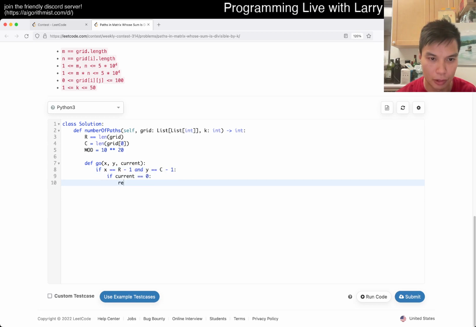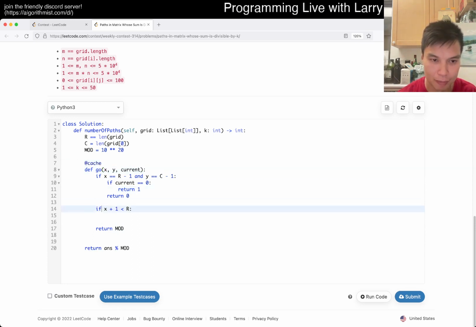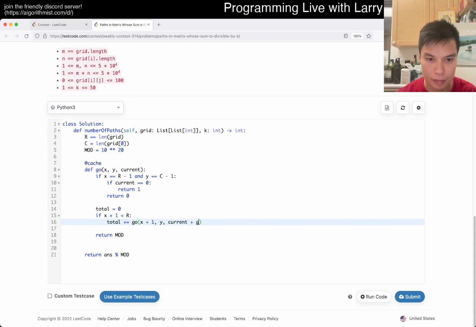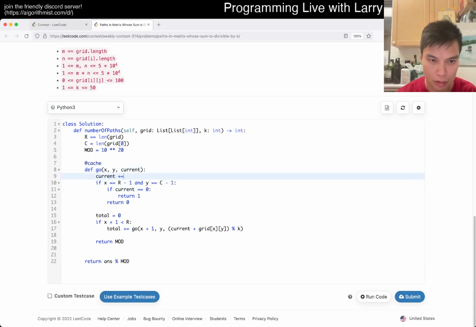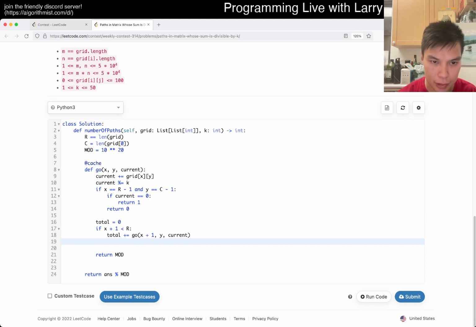If current is equal to 0, return 1, else return 0. Return the answer mod, because I'm going to forget. Also mod. And then here we go. I forgot the cache. Y, mod k. Okay, and then now we just do that then. Yeah, okay, I think that's consistent.